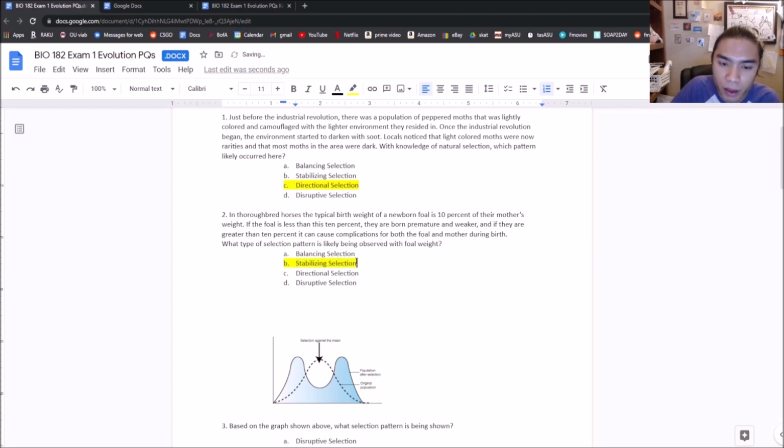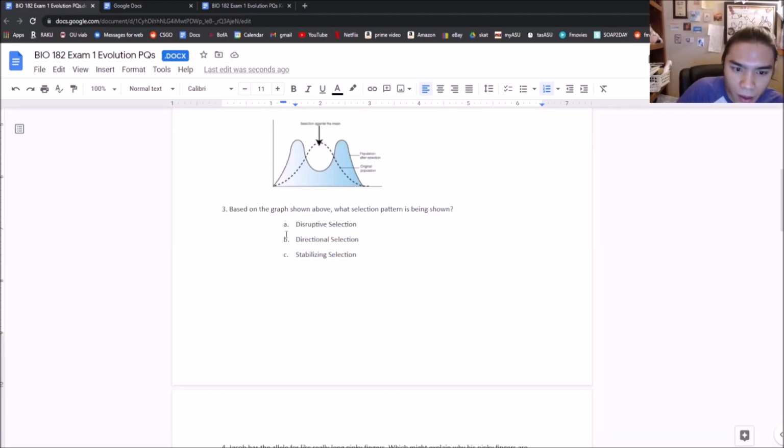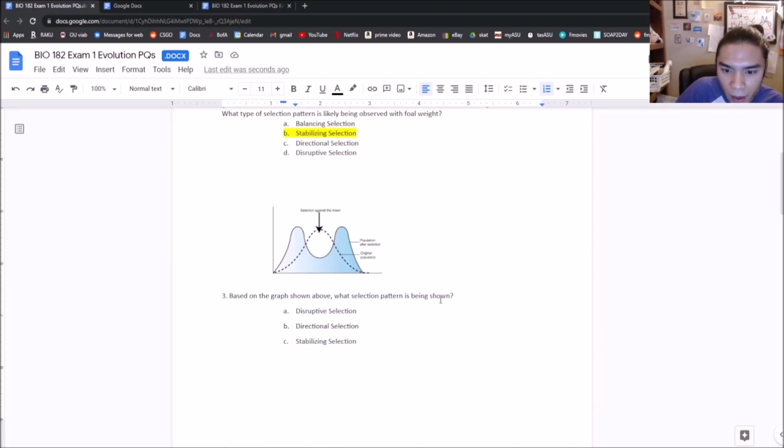So let's talk about the difference between stabilizing selection and balancing selection. Balancing selection is where no particular phenotype within the environment is favored, so you'll see more of less of a peak shift, and it'll be more evenly spread out. Whereas with stabilizing, directional, and disruptive selection, you'll see a more obvious peak. Based on the graph shown above, which selection pattern is being shown?